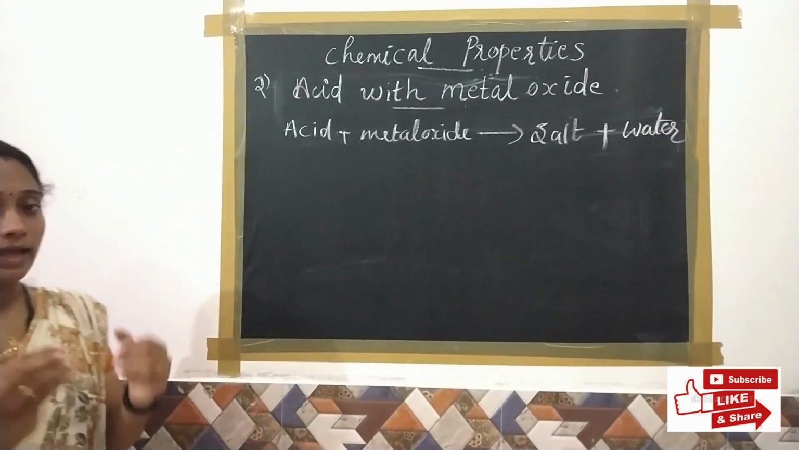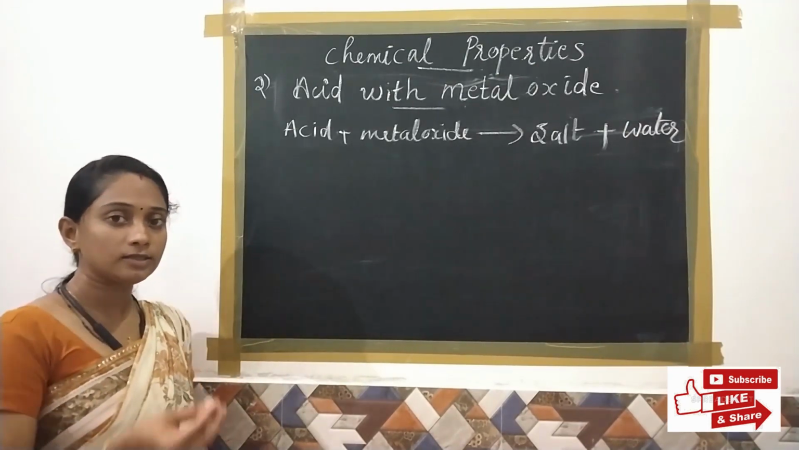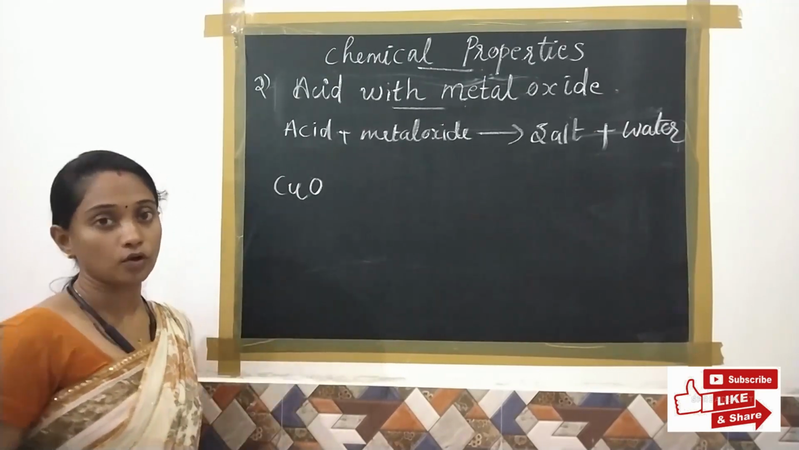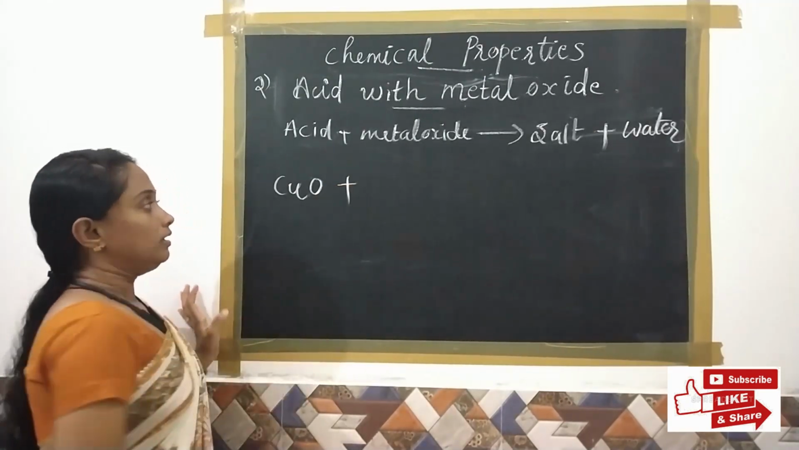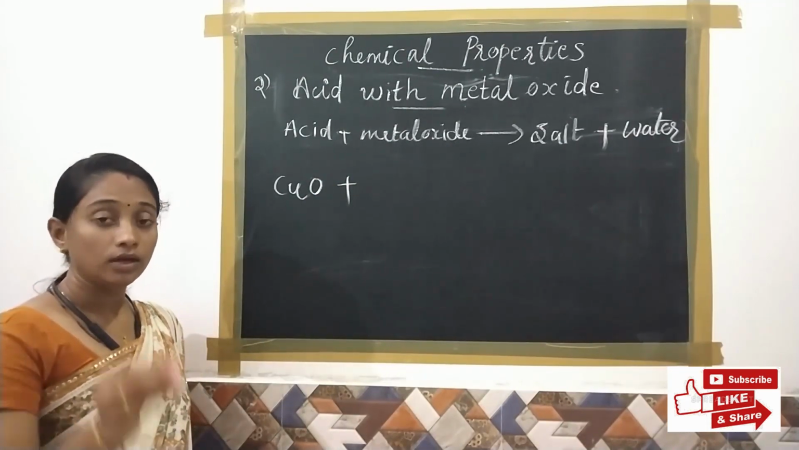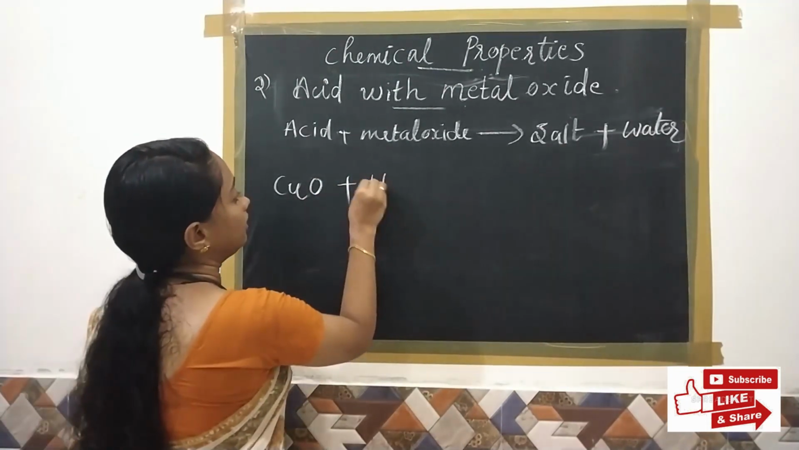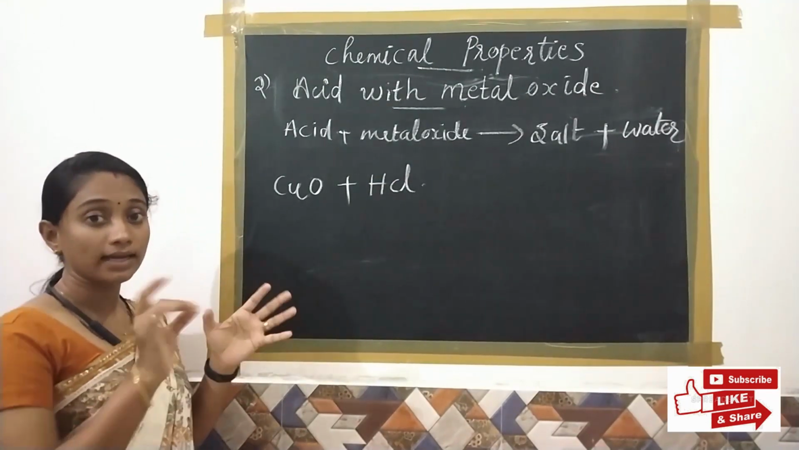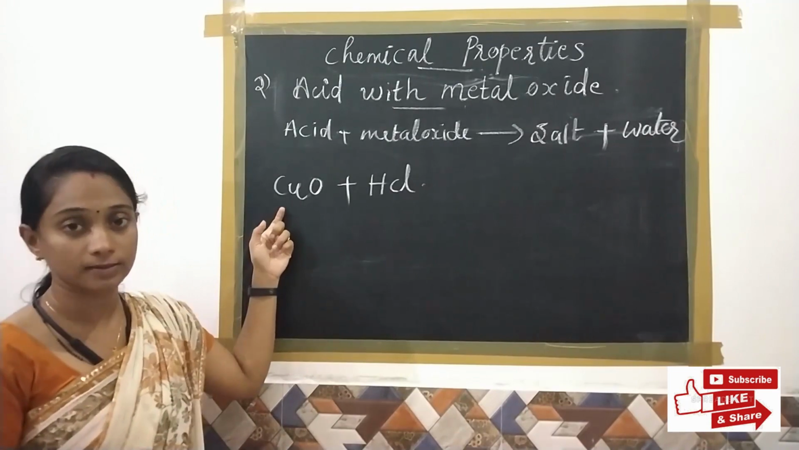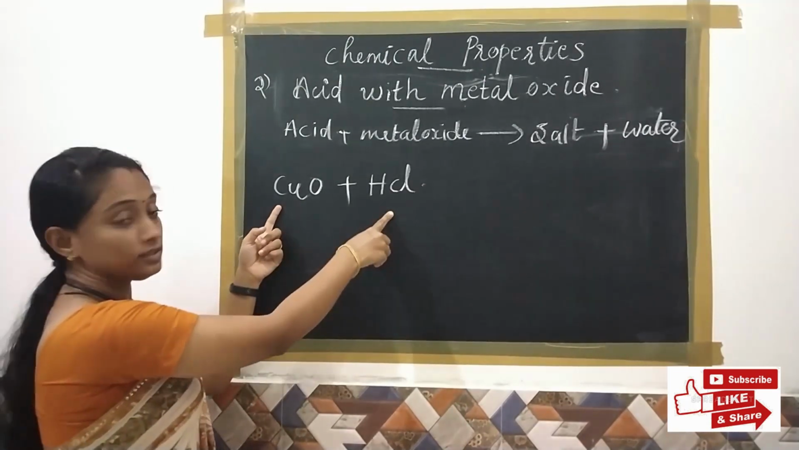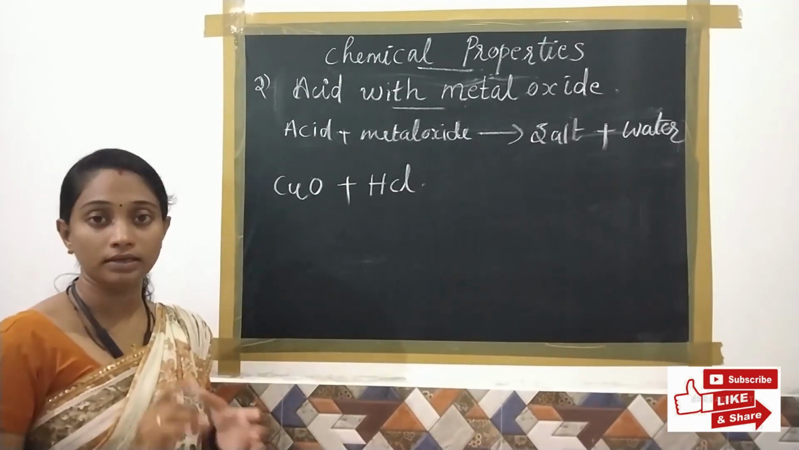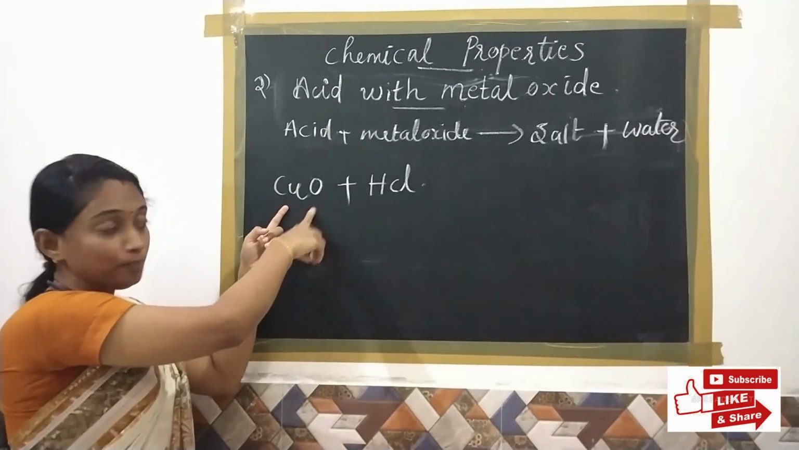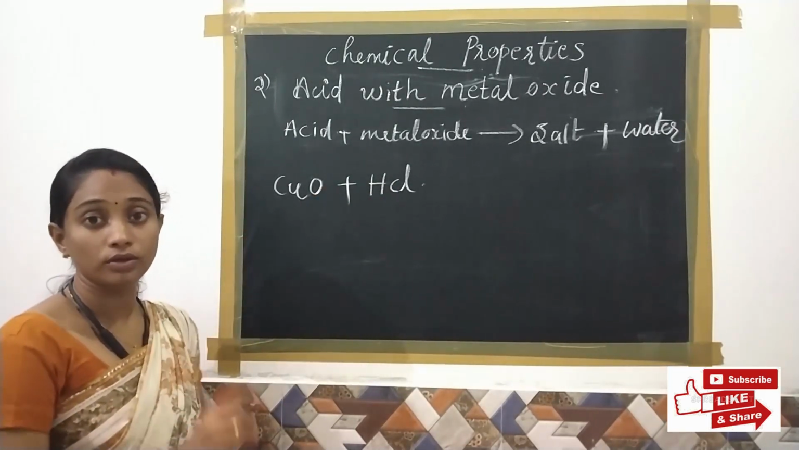Let us see a small activity. Take a small amount of copper oxide and add approximately 5 ml of dilute hydrochloric acid. This cupric oxide is a black-colored substance. After the reaction of hydrochloric acid and copper oxide, the solution becomes blue-green in color.